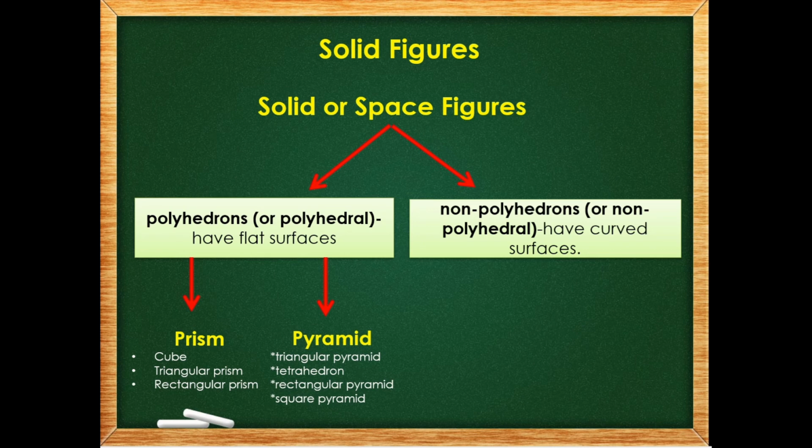However, examples of non-polyhedrons are: first, cylinder, cone, and a sphere, because these 3 figures have curved surfaces.